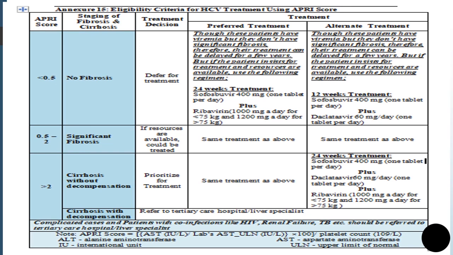If the APRI score is more than 2 and the patient is having either cirrhosis without decompensation or cirrhosis with decompensation, the treatment will be prioritized. Patients who are having decompensated liver disease should be referred to a tertiary care hospital for management of complications.